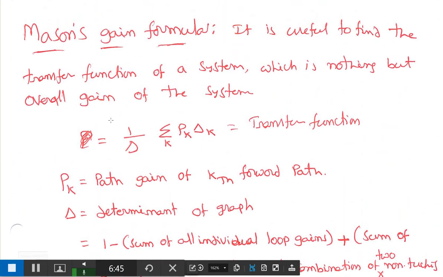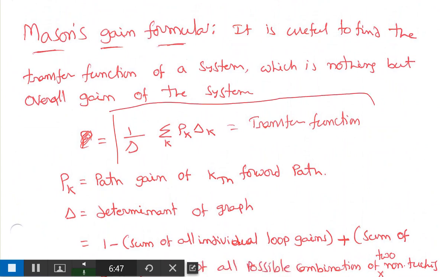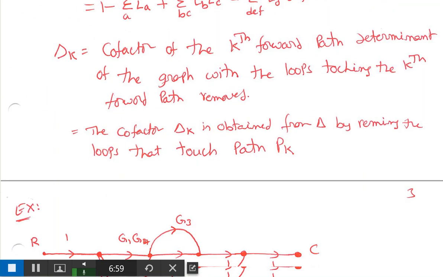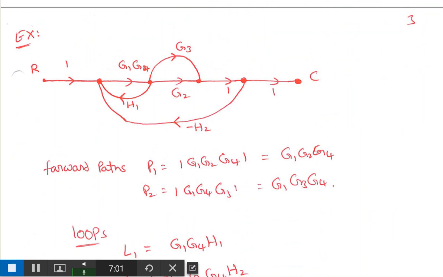What is Mason's gain formula? 1 over delta times the sum of P_k and delta_k. P_k is nothing but the path gain of the kth forward path. So in this example, first find how many forward paths there are. A forward path is nothing but you start from the starting point, the input, and reach the output without going through any branch more than once. Here I found 2 forward paths.